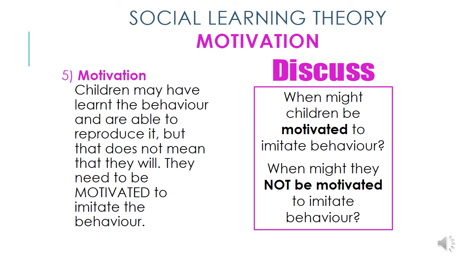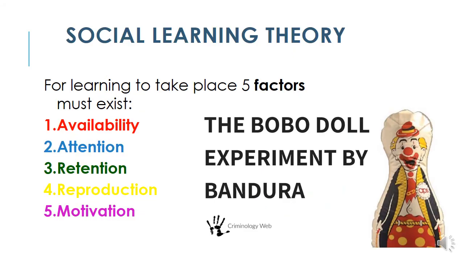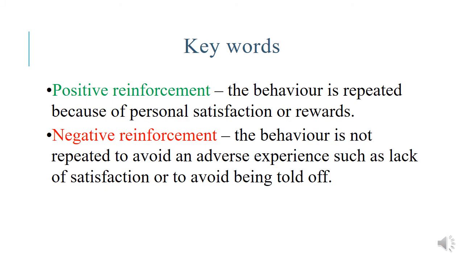Motivation. So children must be motivated to copy the behaviour. It must be something that they believe will catch the attention of others, which in most circumstances it does. They are the 5 factors in regards to this, okay? Keywords in regards to social learning theory.